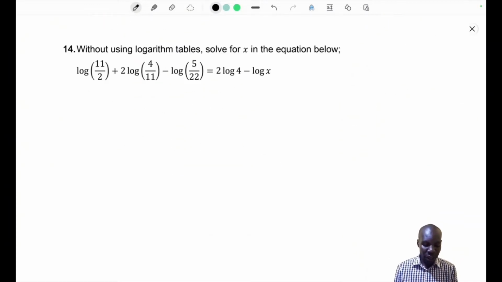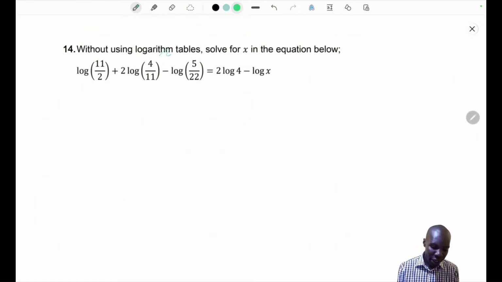Number 14. Without using logarithm tables, solve for x in the equation below. So we are given log of 11 over 2 plus 2 log of 4 over 11 minus log of 5 over 22 should give us 2 log of 4 minus log of x.